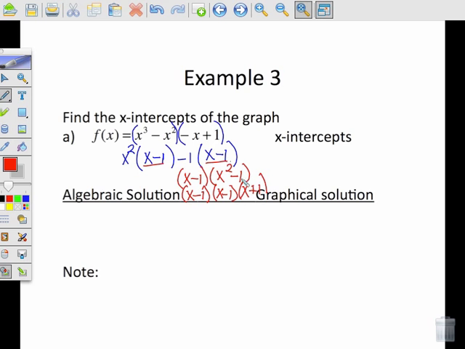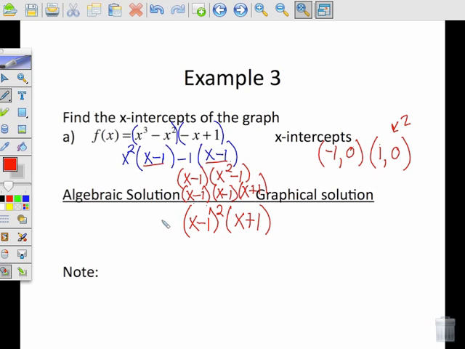Well, with this one we can keep factoring. So we have x minus 1, x minus 1, x plus 1. I just factored the x squared minus 1, the difference of squares. So final answer, you've got x minus 1 to the second, times x plus 1. So here's what I know. I've got x-intercepts at negative 1, 0, and I also have them at 1, 0, but since it's a power of 2 here, that means it's a multiplicity. Okay, so there's 2 of these.